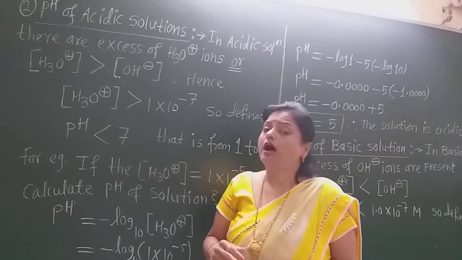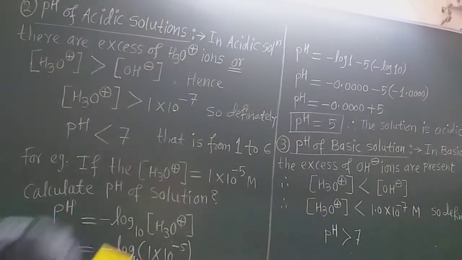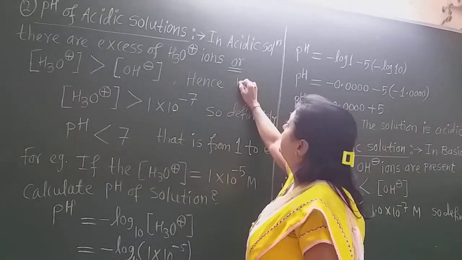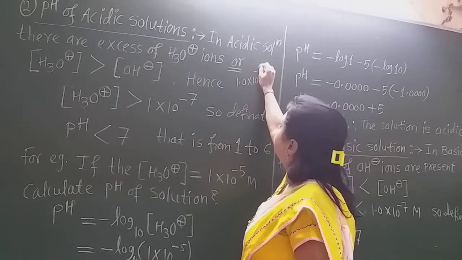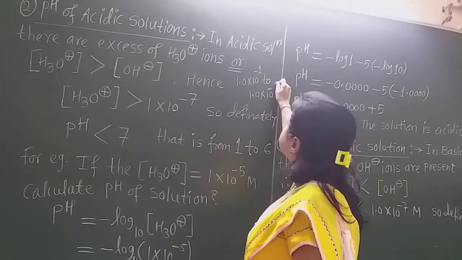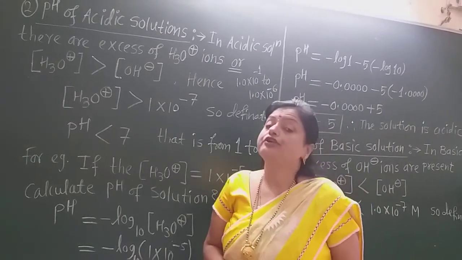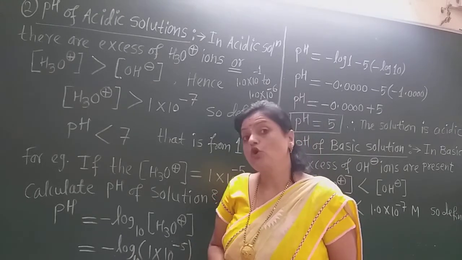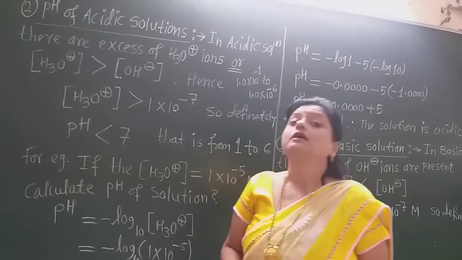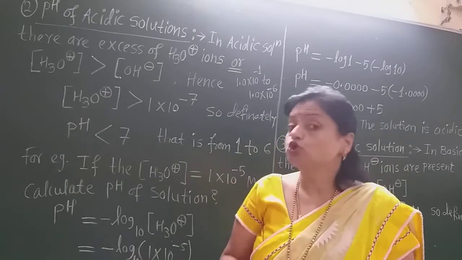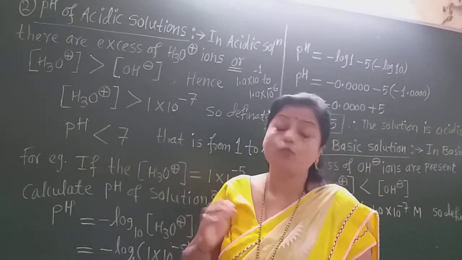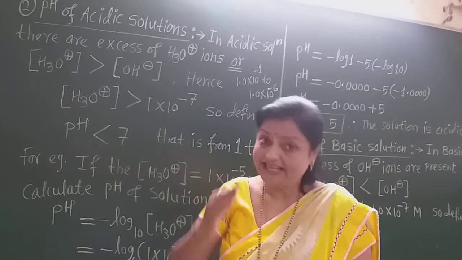That means, which are the values for H plus ion concentration in the acidic solution? From 1.0 into 10 raised to minus 1 to 1.0 into 10 raised to minus 6. Because we know that 1.0 into 10 raised to minus 7 is the value of H plus ions in the neutral solution. But we have to calculate here the pH of the acidic solution. So the concentration of H plus ion is more than the value of 1 into 10 raised to minus 7.